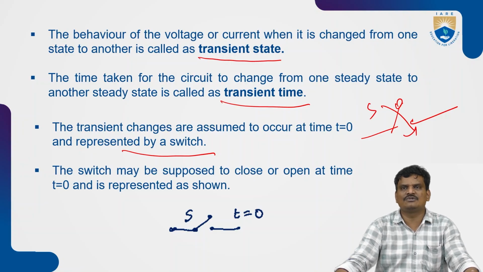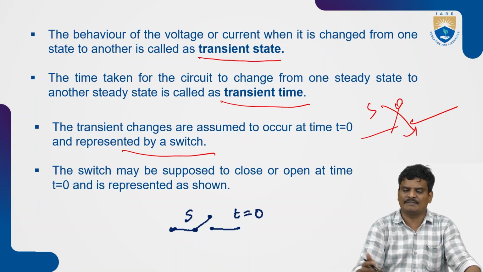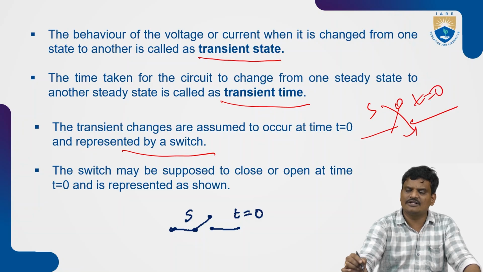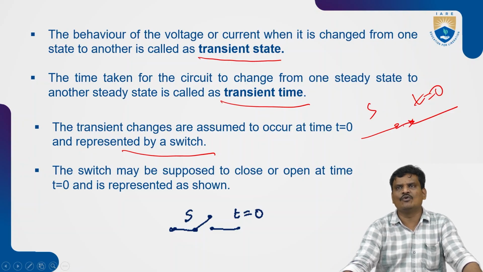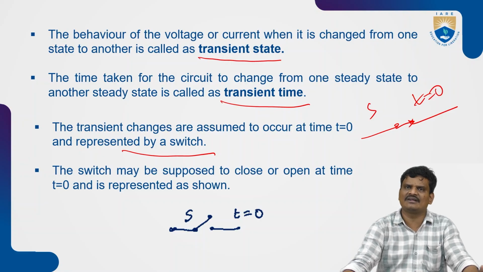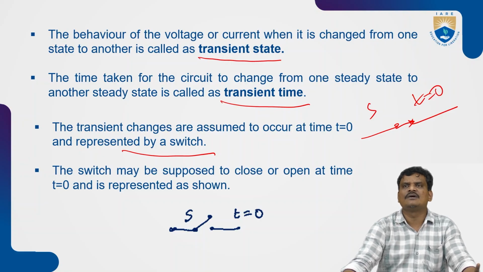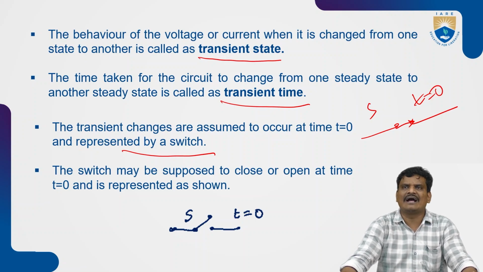The switch may be supposed to close or else it may be supposed to open at time equal to 0, as represented here. At t equal to 0 initially the switch is open. I can replace this like this: at t equal to 0 the switch is closed. Depending upon that, we need to study the behavior of a circuit, and that will give you an idea about the transient response or transient behavior of a circuit.